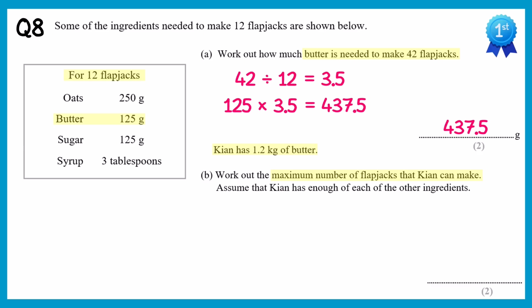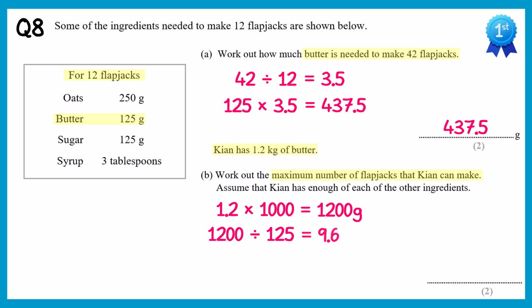Let's first of all convert the 1.2 kilograms into grams. We can do this by multiplying 1.2 by 1000, which is 1200 grams. The recipe for 12 flapjacks uses 125 grams of butter, so we want to see how many times we could create that recipe until we run out of butter, considering that we have 1200 grams. We can do this by doing 1200 divided by 125. This gives you 9.6. This means we could repeat that recipe 9.6 times and then we wouldn't have any more butter.